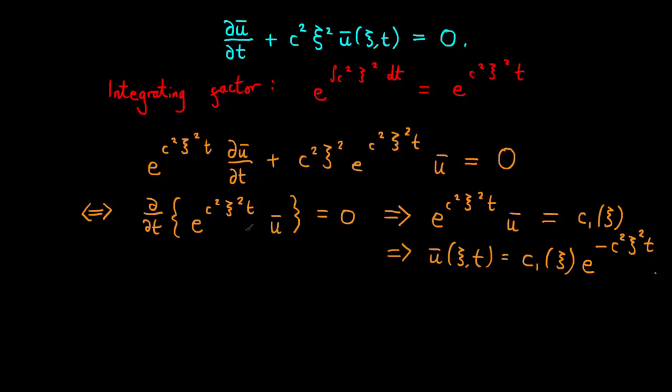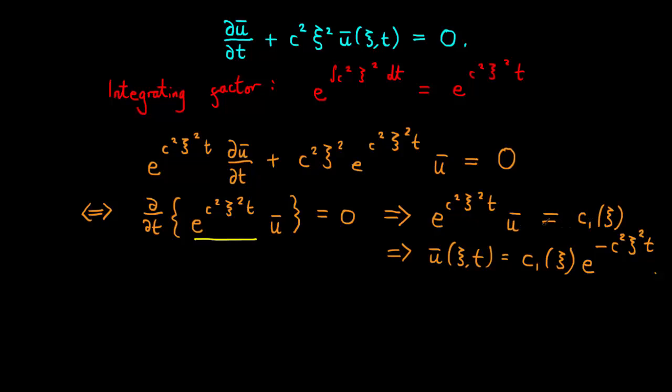Well, hopefully you'd use the product rule, so you'd have the exponential times d u bar by dt, which is this term here, plus c squared xi squared e to the c squared psi squared t, which would be the derivative of this exponential with respect to t, multiplied by u bar. Okay, so this is a perfect derivative. If we integrate both sides of this, then integrating with respect to t of the left hand side leaves us just with the thing from the curly brackets.